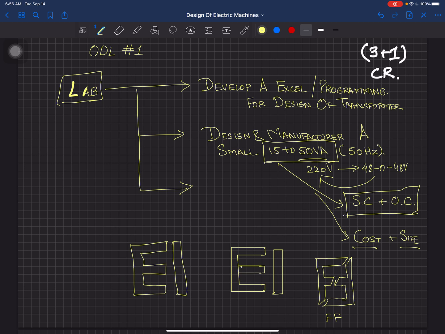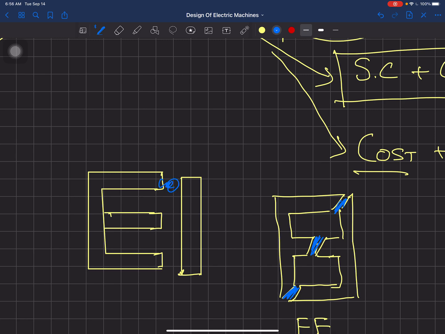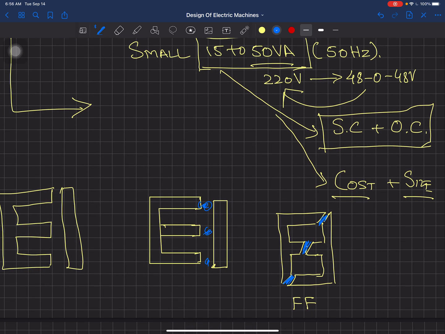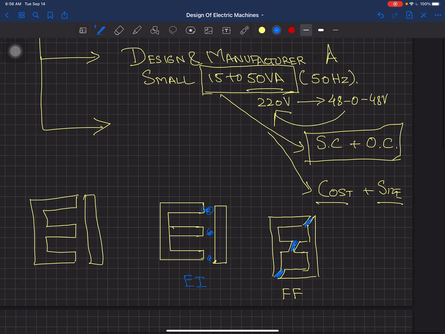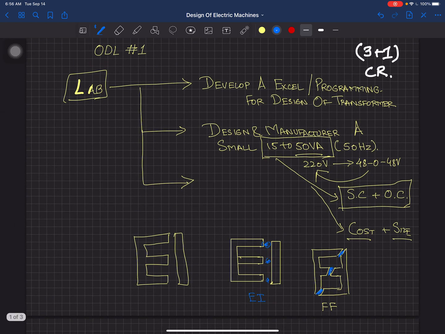Now this gap over here, I have kept deliberately, so please don't worry about this one. Otherwise I could have shown it as combined together, but this is an FF core, this is an EI core. It can be a UI core also, but this is a shell type transformer. I will come back to this a little bit in the next few minutes. So you're going to get either an EI or FF core, and then you are going to design this core.